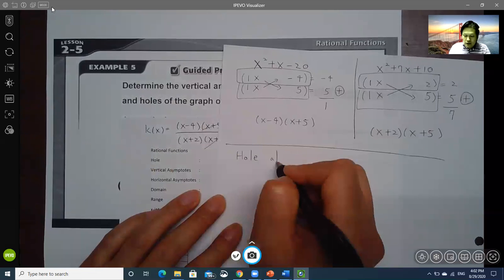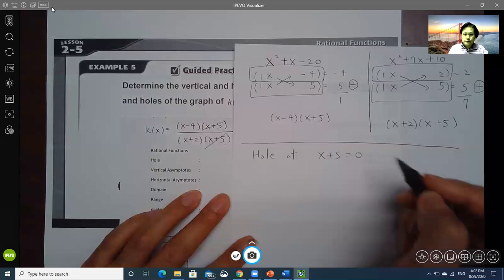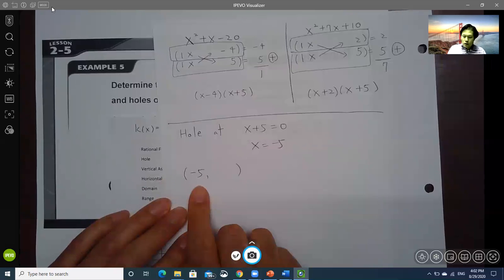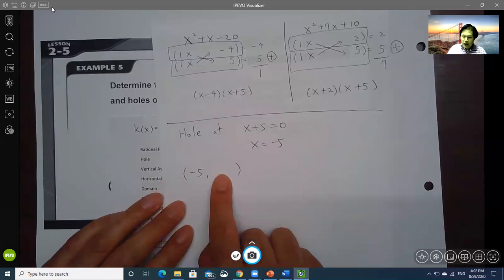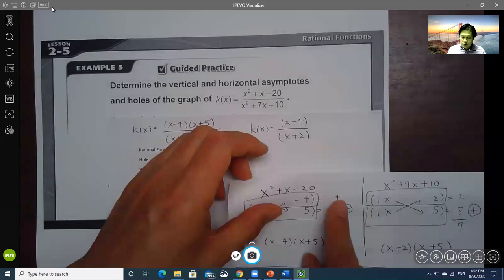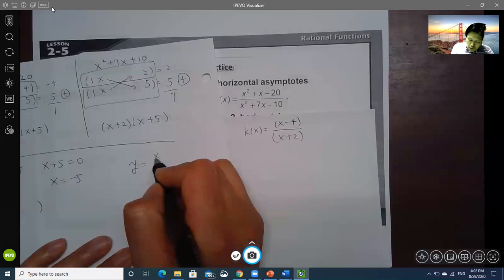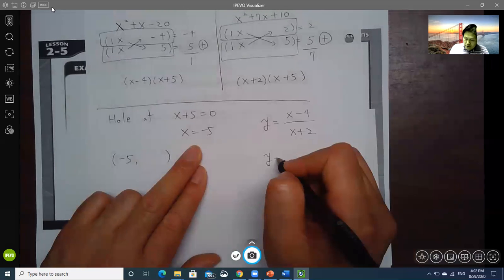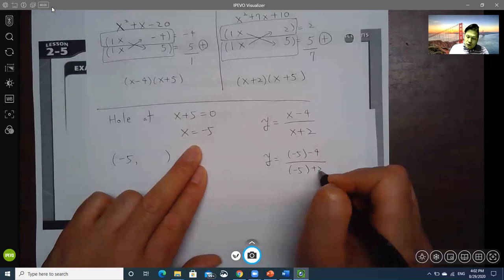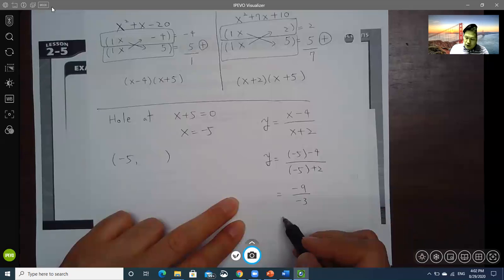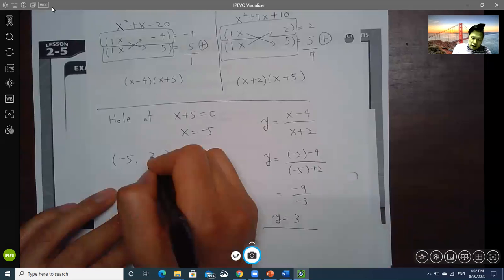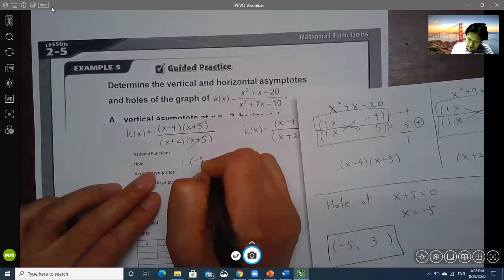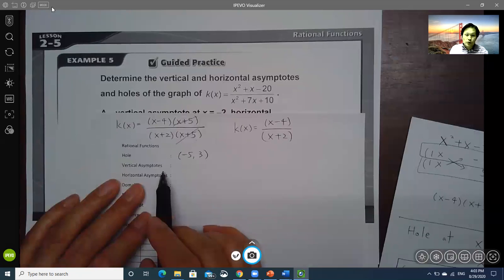The expression you're canceling is x plus 5, let that equal 0. So x equals minus 5. So you got minus 5 as the x coordinate of the hole. You have to find the y coordinate of the hole by plugging it into the updated equation, y equals x minus 4 over x plus 2. You plug it in, x is minus 5. So minus 5 minus 4 over minus 5 plus 2, that would be minus 9 over minus 3, which is 3. y equals 3. That's how you find the y value of a hole. So the hole is minus 5, 3. And you continue the rest of them with this modified equation.